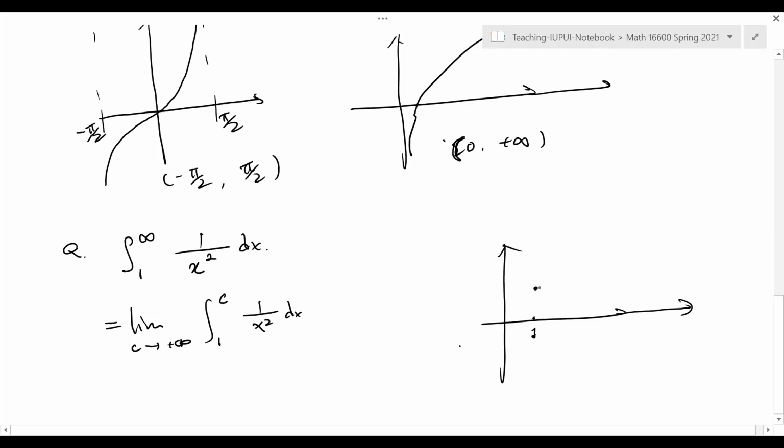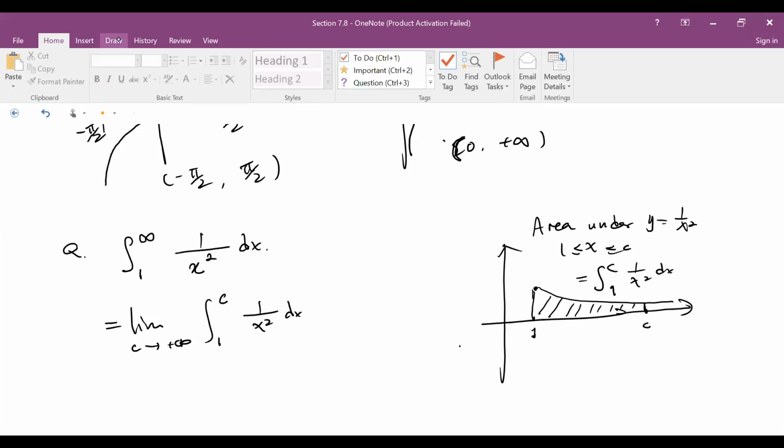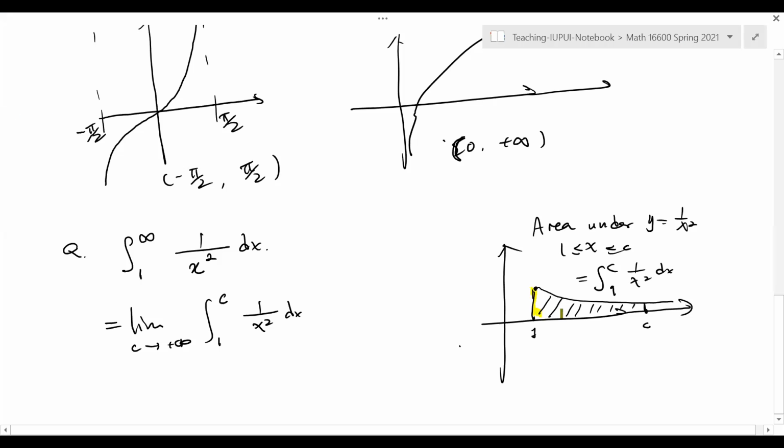The function looks like that here, and it's decreasing. This is c, right? So the geometric meaning of this integral is the area under y equals 1 over x between 1 and c, which is the integral from 1 to c of 1 over x squared dx, right? So this is a region. The integral represents the area of that region.